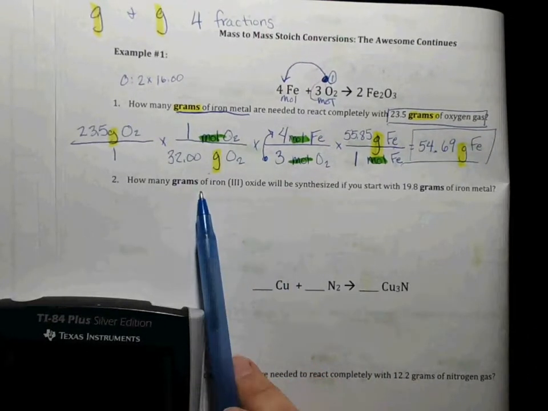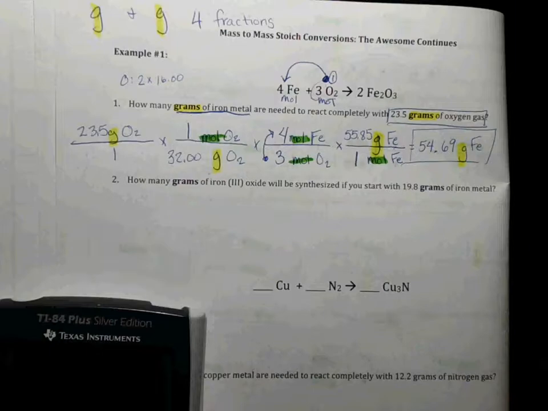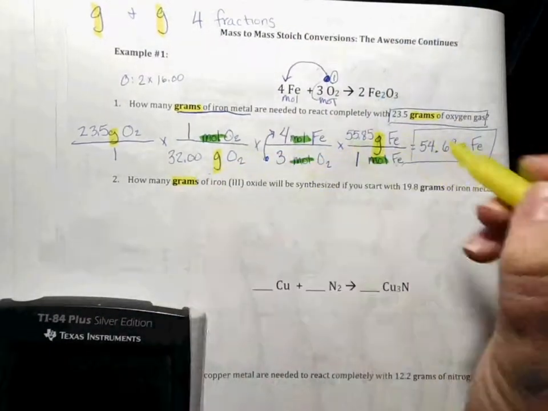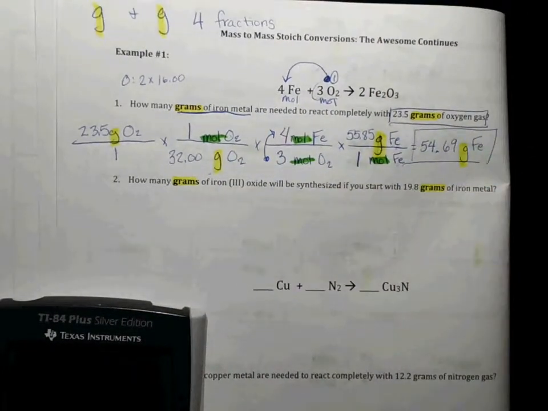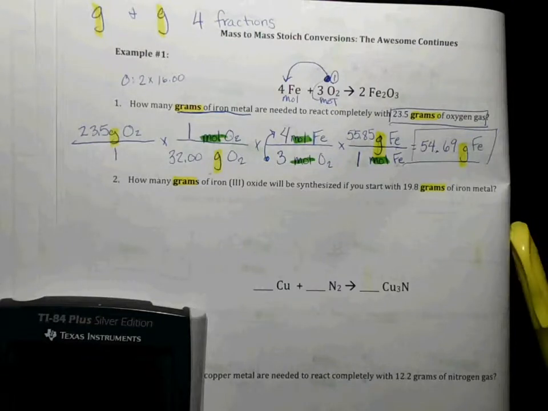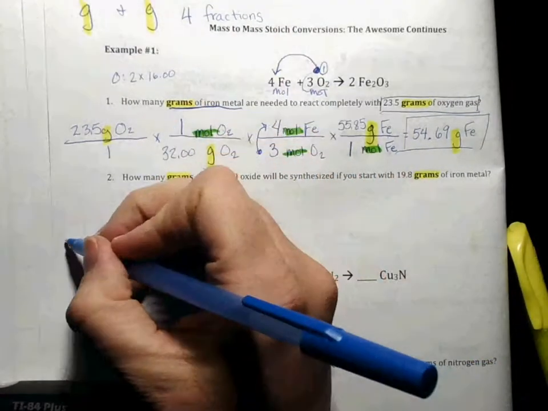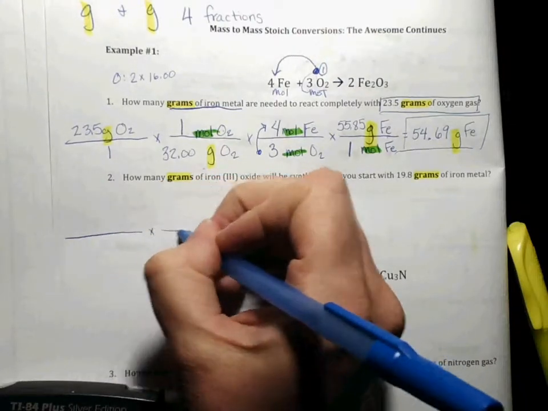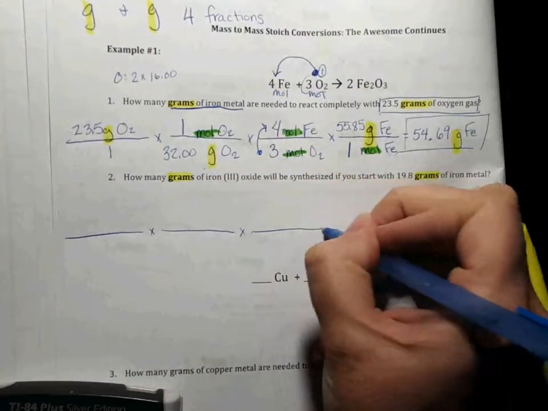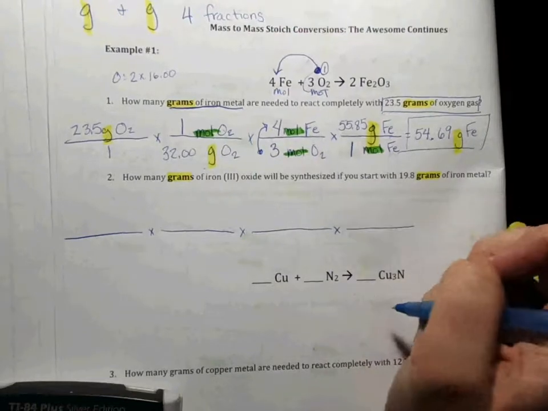Let's look at number 2. Number 2, how many grams of iron 3 oxide will be synthesized if you start with 19.8 grams of iron metal? Again, we're looking at grams and grams. This is a 4-fraction problem. Again, you want to start your 4 fractions all the way over to the left, or you're not going to have enough space.